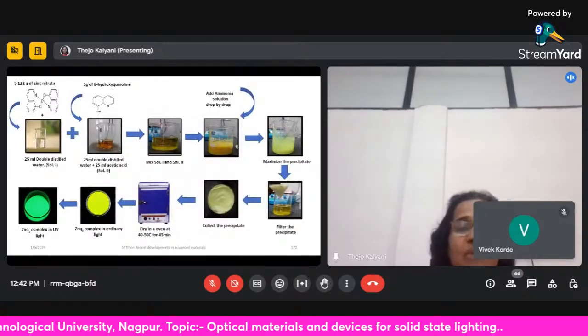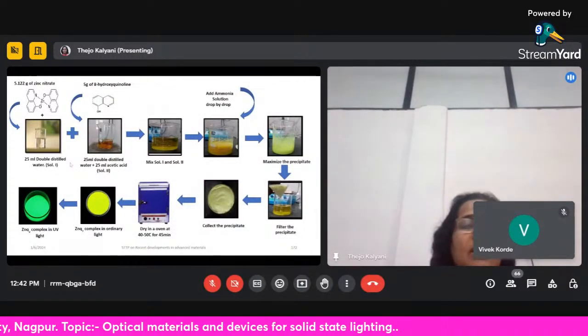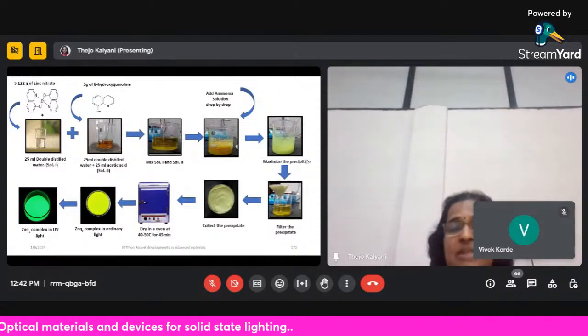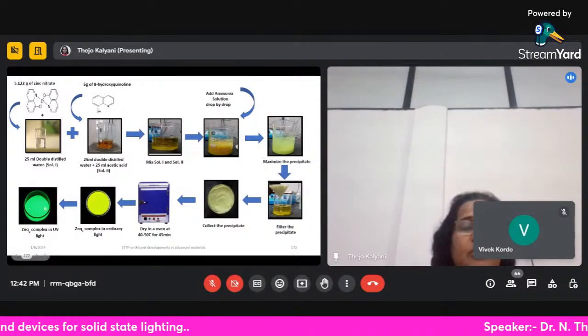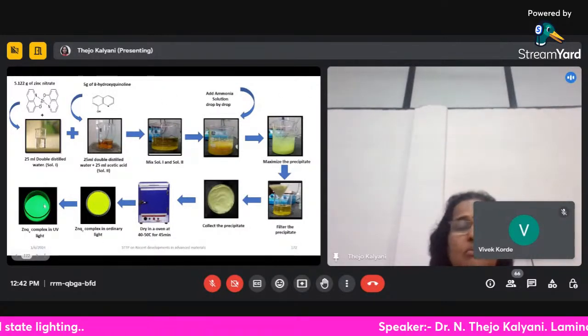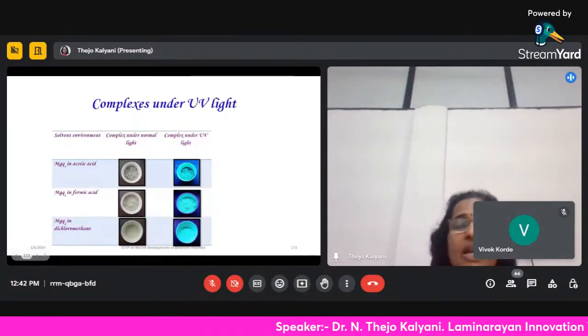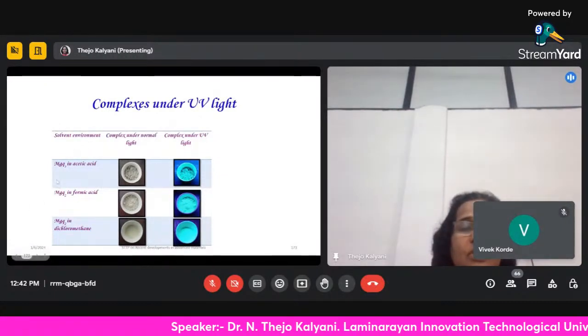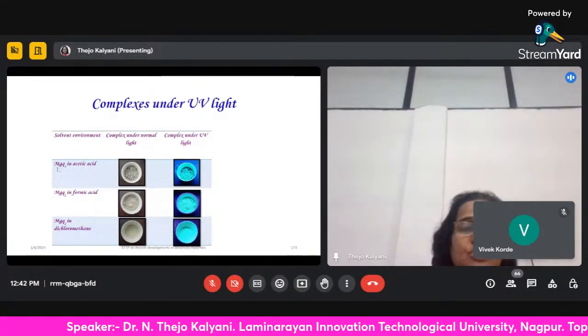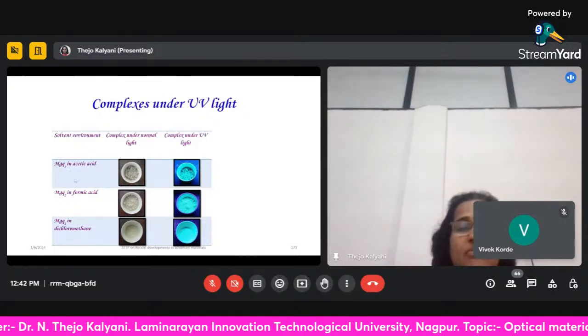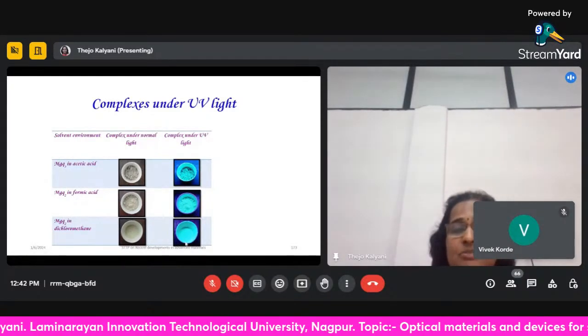And we have prepared some other complexes like zinc, ZnQ2. The same procedure has been adopted, and this is how we have obtained the zinc quinoline precipitate, and under UV light. And we have made one more complex like MgQ2. So with MgQ2, you can see that when Mg is added, the intensity is a bit less in this case.